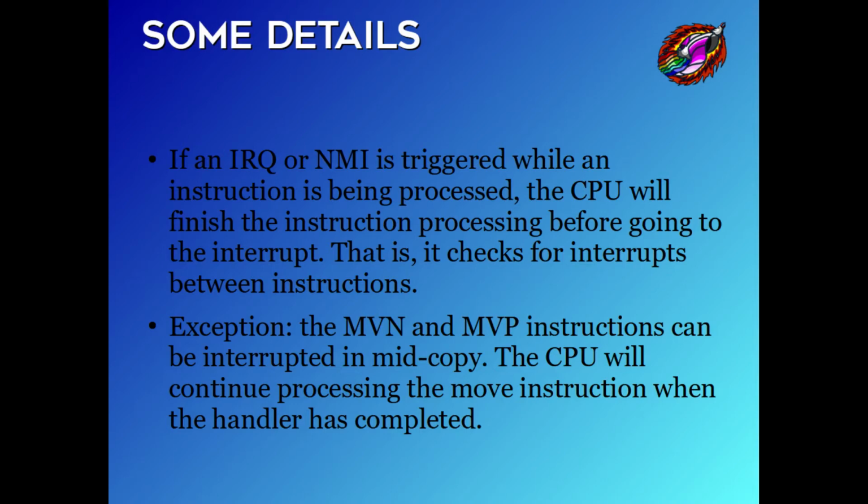The two exceptions to that are the MVN and MVP instructions. Because they're so long executing, the CPU will actually check in between each copy. So every byte that it copies as part of MVN or MVP, once it's copied that byte, it will then check for an interrupt before looping back and working on the next byte. And the CPU will save the status that was involved with MVN and MVP. And when you come back from the interrupt, that MVN or MVP instruction will carry on where it left off. So from the software's perspective, nothing happened. MVN and MVP have behaved as normal, but they were actually interrupted.